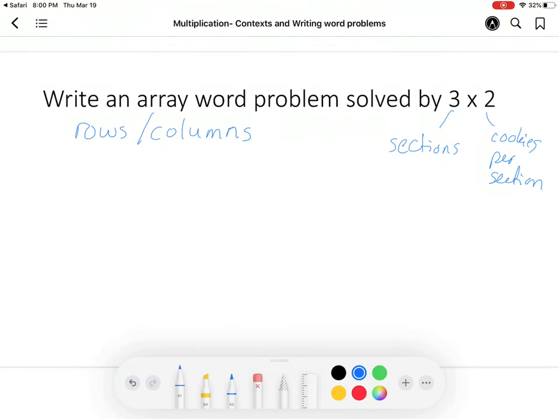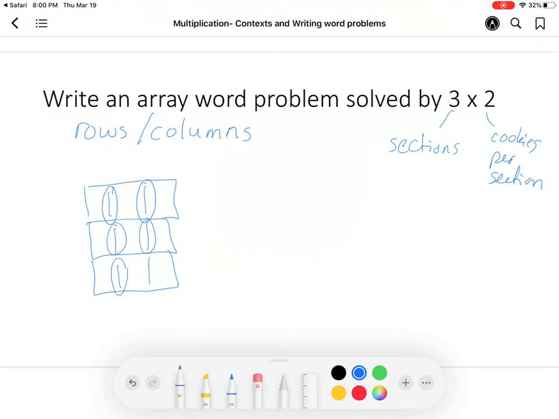So yeah, Girl Scout cookie boxes seem to be getting smaller and smaller though. So here I'm going to have 3 sections of my cookie box, and they have 1, 2 cookies each. I have an array of 3 by 2. So my word problem might be a box of Girl Scout cookies has 3 sections that each hold 2 cookies. How many cookies can the box hold? So there's my 1 cookie, 2 cookie, 1 cookie, 2 cookie.